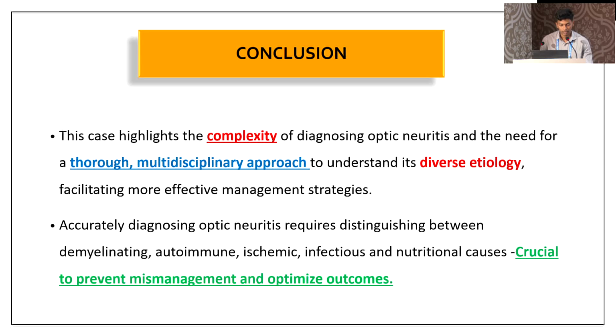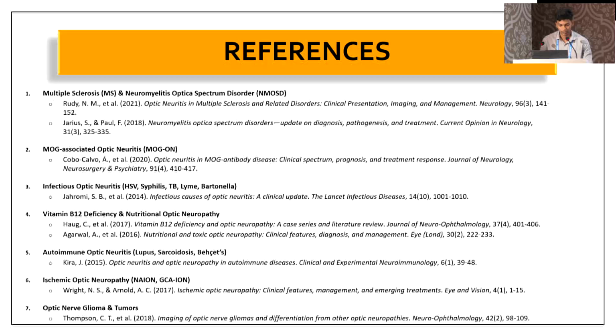This case highlights the complexity of diagnosis of optic neuritis and the need for a thorough multidisciplinary approach to understand its diversity in etiology and facilitate more effective management strategies. Accurately diagnosing optic neuritis requires distinction between demyelinating, autoimmune, ischemic, infectious, and nutritional causes, crucial to prevent mismanagement and suboptimal outcomes. These are my references.